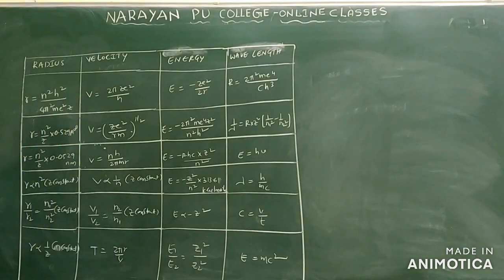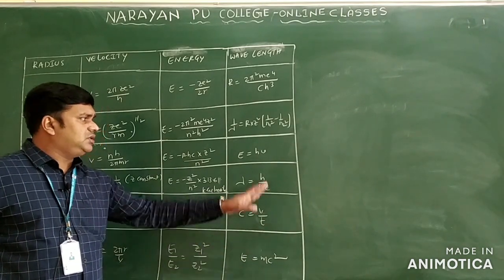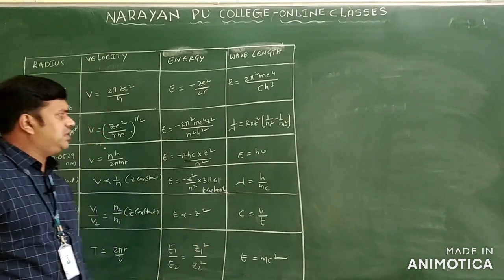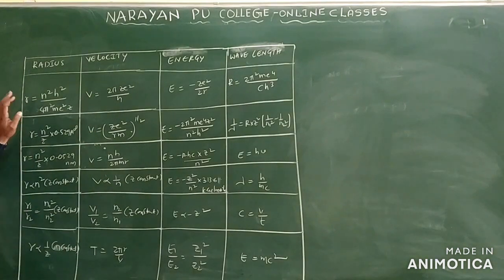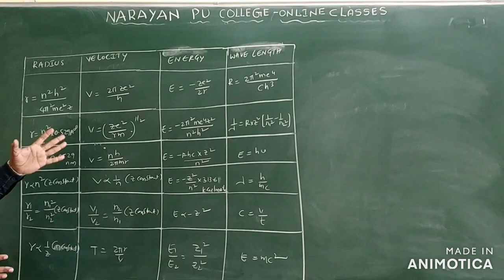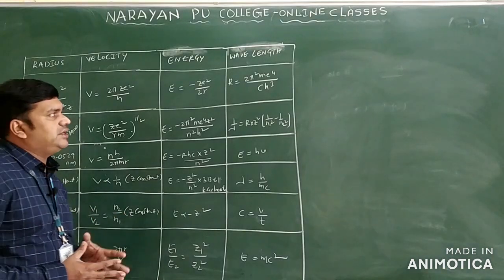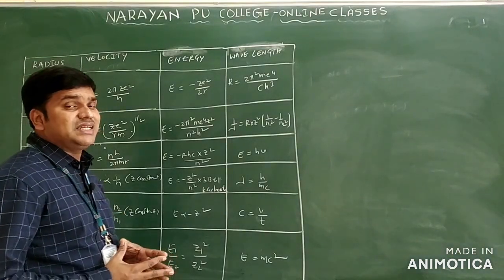You can see this is the table we have: radius, velocity, energy and wavelength. What are the formulas we discussed up to now? We wrote all the formulas except this one, which is the Einstein equation, E is equal to h nu from Planck's constant. The remaining formulas: r is equal to n square h square by 4 pi square m e square Z, velocity v is equal to 2 pi Z e square by n h, E is equal to minus Z e square by 2r, and R is equal to 2 pi square m e to the power 4 by c h cube only.